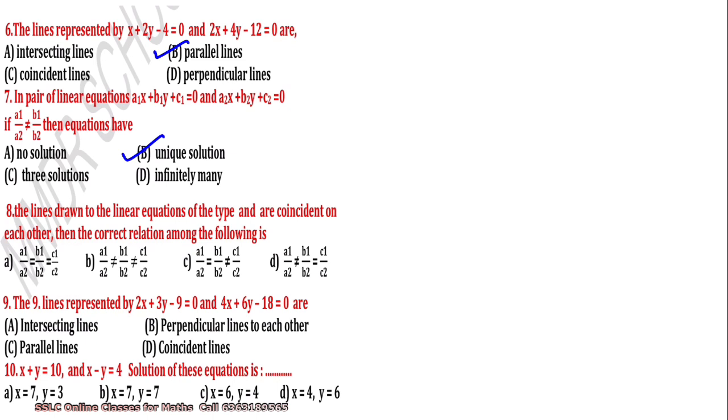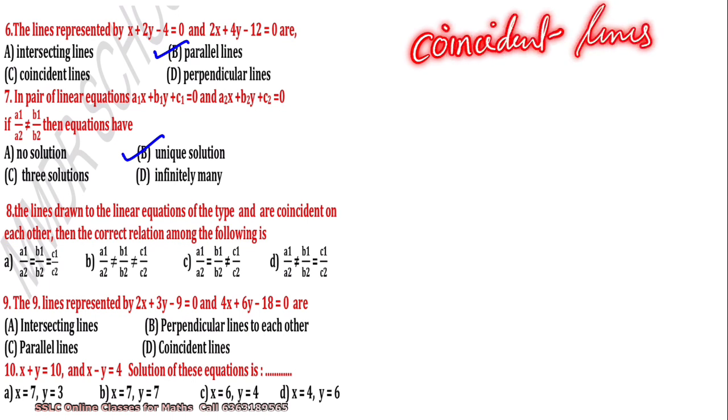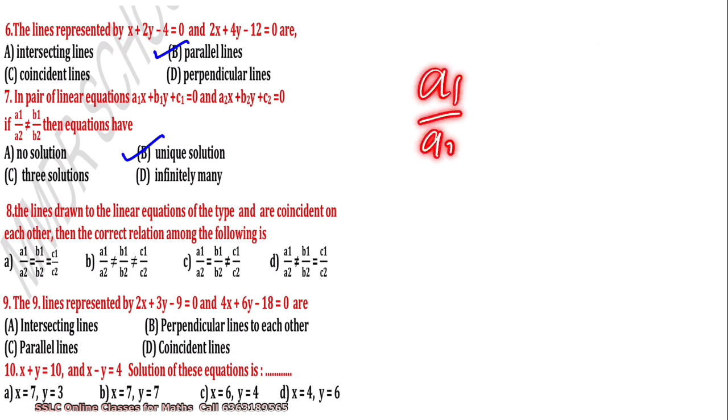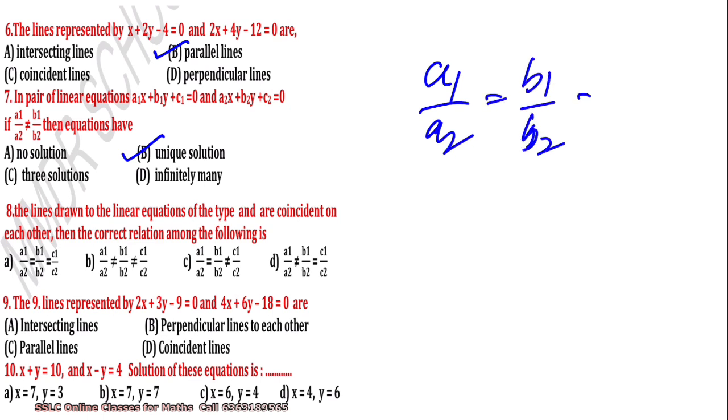Next, question number 8. The lines drawn to the linear equations are coincident on each other, and the correct relation among them is asked. For coincident lines, what is the condition? All the ratios should be equal. So a1 by a2 is equal to b1 by b2 is equal to c1 by c2. So option A is the right answer for us.